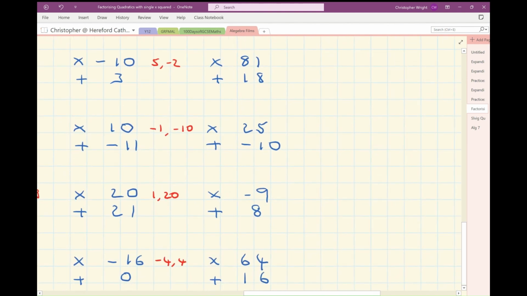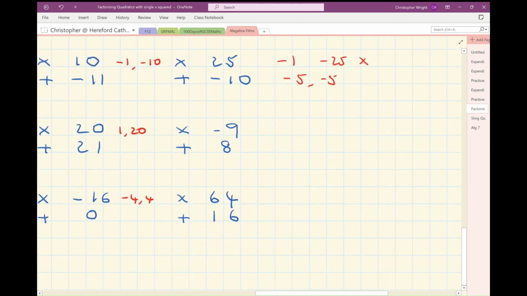Multiply to 81. Well, I only know 9 nines are 81. And that works, because 9 plus 9 is 18. Multiply to 25 and add to minus 10. So they both got to be negative. So what two numbers multiply? Oh, well, I suppose minus 1 and minus 25. But that would give me minus 26, not minus 10. Wait a minute, 5 5s are 25. So I'm going to do minus 5 and minus 5. And that gives me minus 10.